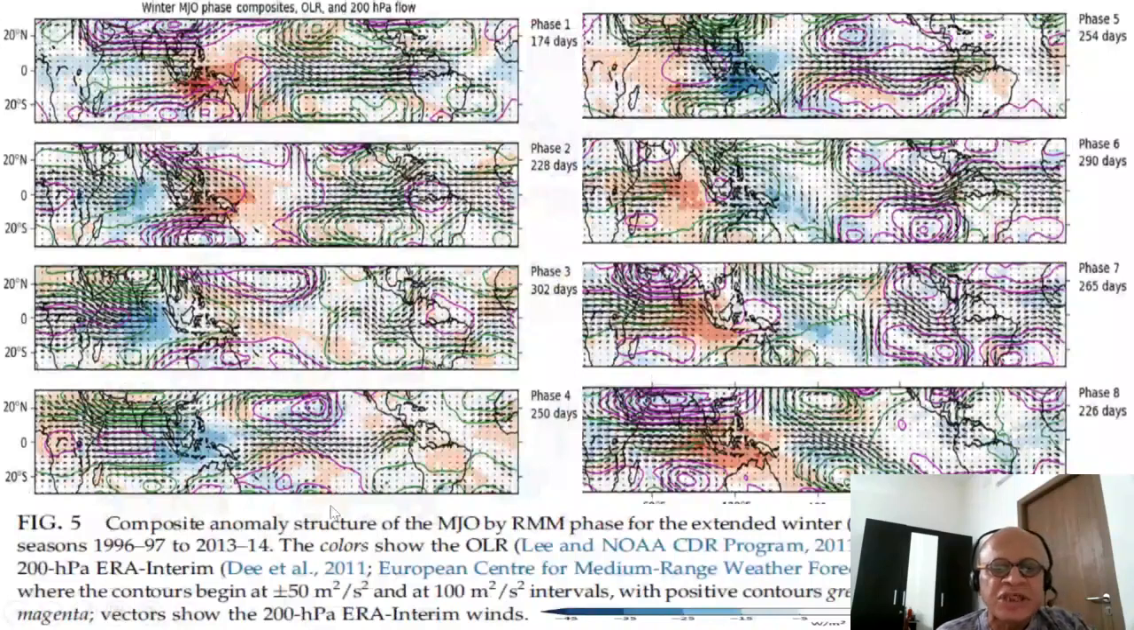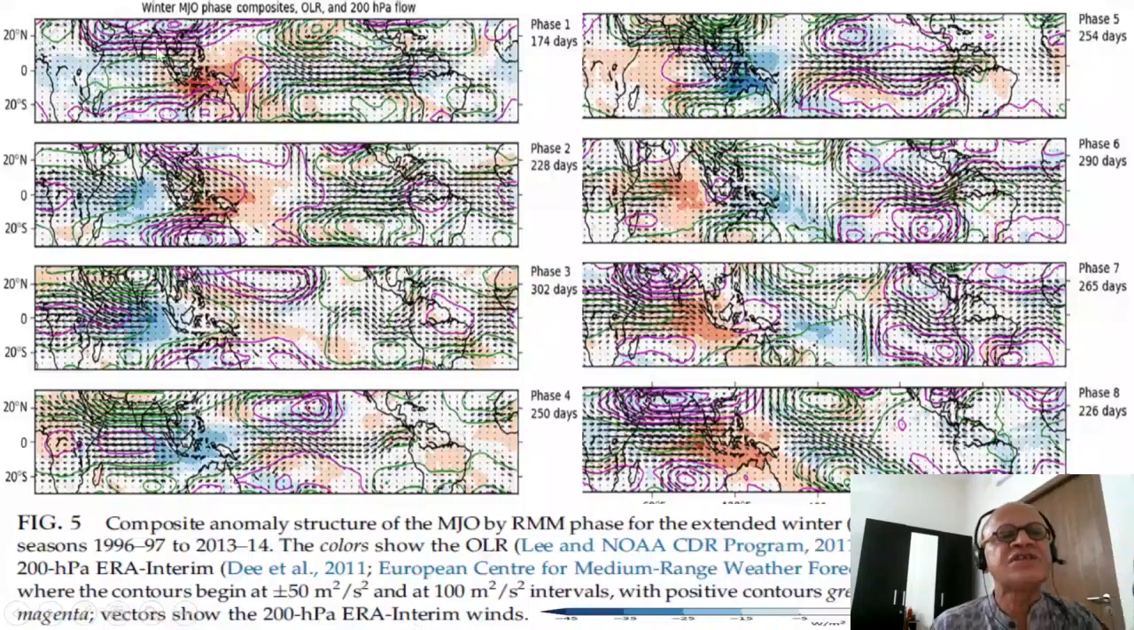And here is the composite anomaly structure of the MJO by RMM phase for the extended winter, which is going from November to April for the seasons of 96-97 to 2013-2014, which includes the big El Nino and several other El Ninos that were more focused on the dateline. Colors show the OLR. Contours show the 200 hectopascal ERA-Interim geopotential. So we are using reanalysis products here, and the positive contours are green and negative contours are magenta for the OLR. No, for the geopotential, sorry.